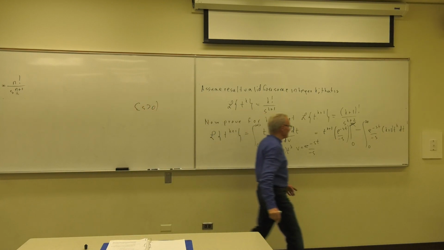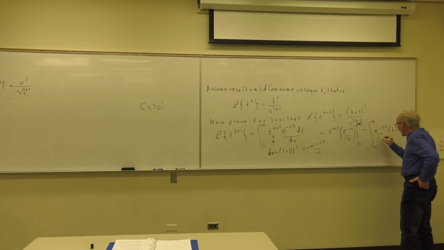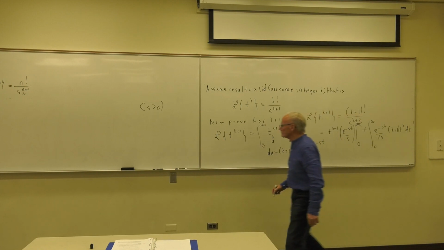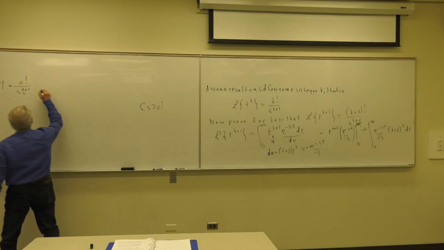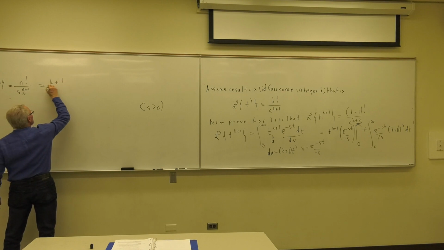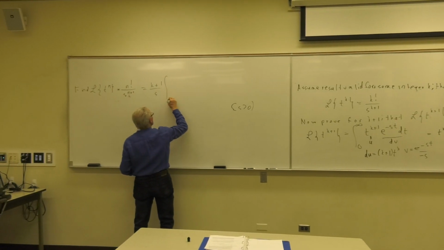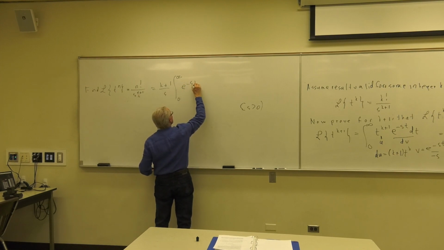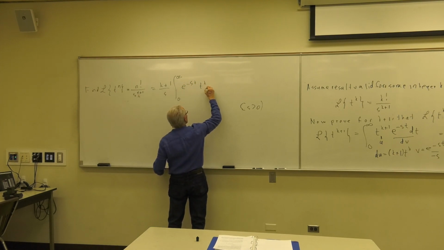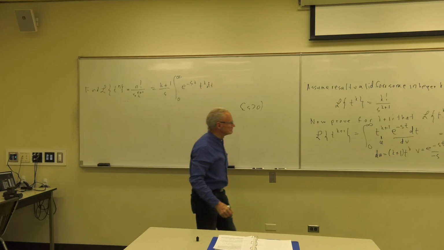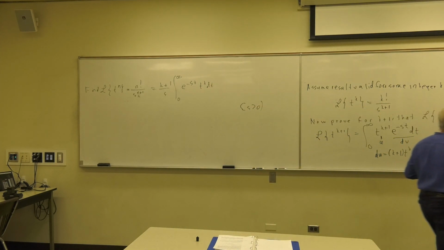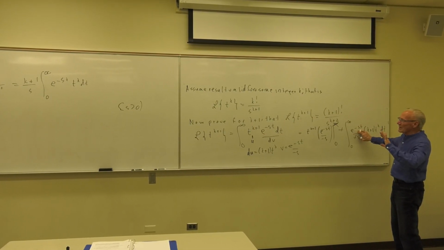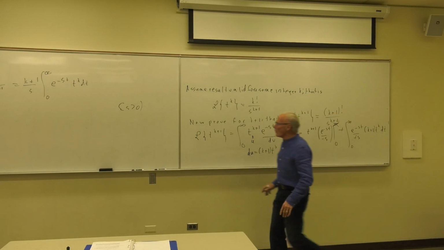Now let's look at this one. For this one, let's cancel the minuses and pull out the k plus 1. Pull out the s in the denominator, and what's left? The integral from 0 to infinity of e to the minus st, t to the k, dt. Pull out the k plus 1, pull out the s, left with the exponential and t to the k. But what's this?